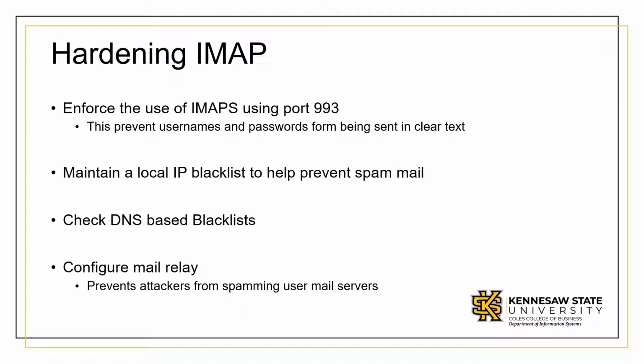Then, businesses will want to maintain a local IP blacklist and also check DNS-based blacklists. Doing both of these will prevent spam mail and potential phishing attacks by blocking mail from known bad IPs and domains. Lastly, configuring the mail relay. This just prevents attackers from spamming mail servers, the user mail servers.